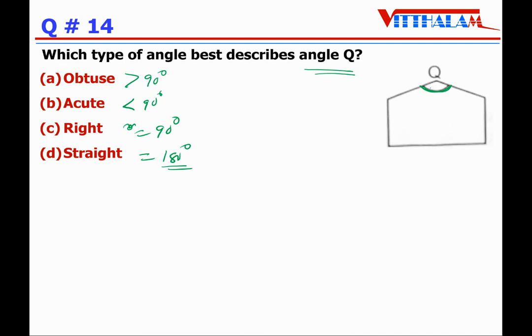So if you see here, say if I draw like this, a line if I extend, correct? Then if you see this, certainly it is greater than 90 degree, because 90 degree will be somewhere here. This is the perpendicular line. So it is greater than 90 degree. That means it is obtuse. It is not acute. It is not right angle. Obviously, it is not straight.